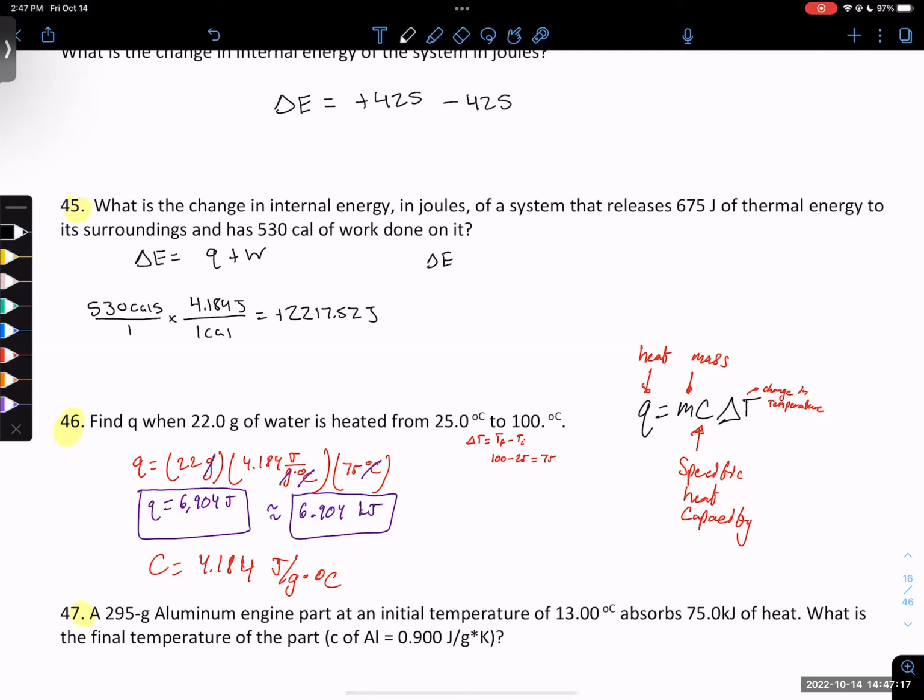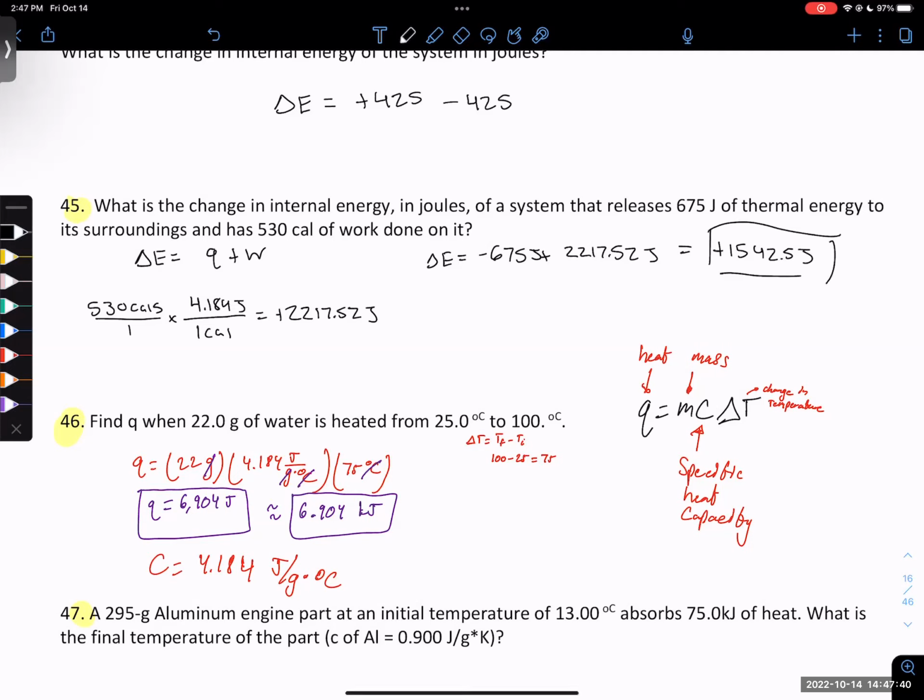So we're going to get delta E is equal to negative 675 plus 2,217.52 joules. And that gives me a number of positive 1,542.5 joules.